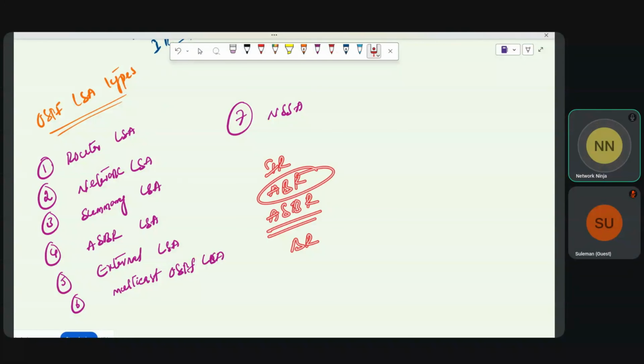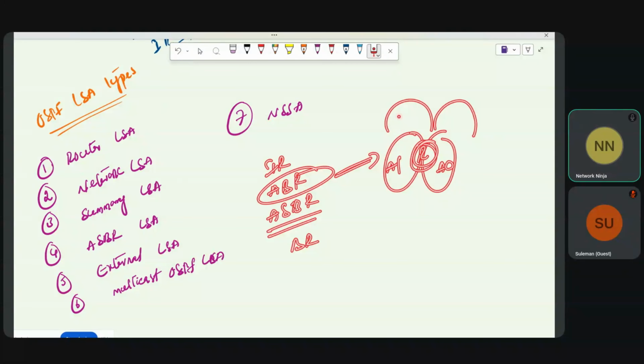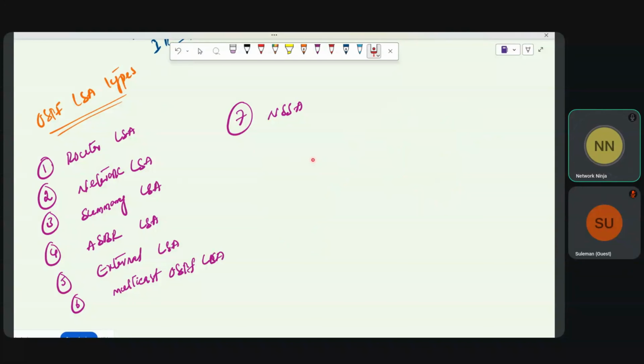The area border router is responsible for joining two different areas. It relays between area 1 and area 0, and it populates the routes from area 1 to area 2 and from area 2 to area 1. So it works as a man in the middle. The area border router is responsible for generating the summary LSA, which is flooded from one area to the other.